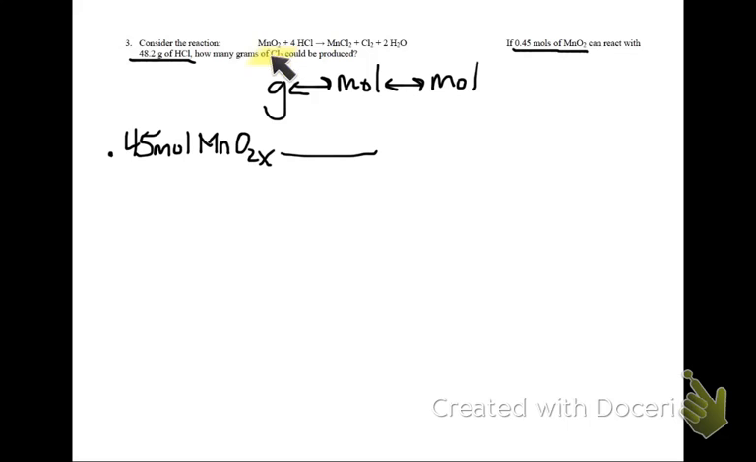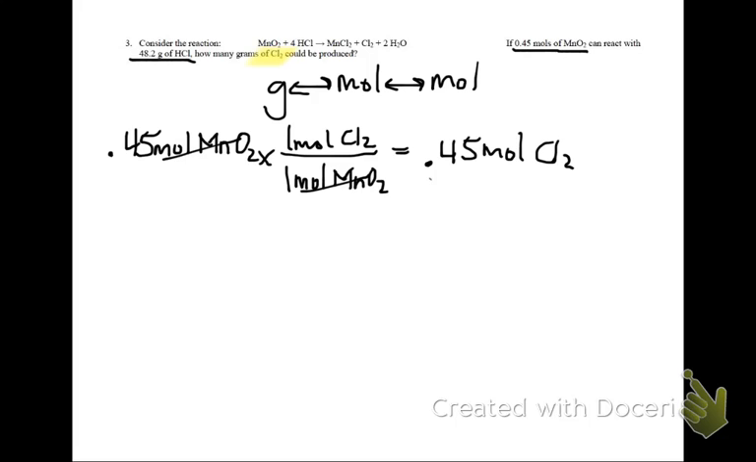There is, in the reaction, 1 mole of manganese dioxide. And there is 1 mole of chlorine gas. Cancel, cancel, and we're ready to solve already. So what we get from this then, from the manganese dioxide, is we could produce 0.45 moles of Cl2. It's a 1-to-1 ratio from manganese dioxide to chlorine gas, so 0.45 moles of manganese dioxide to produce 0.45 moles of chlorine.